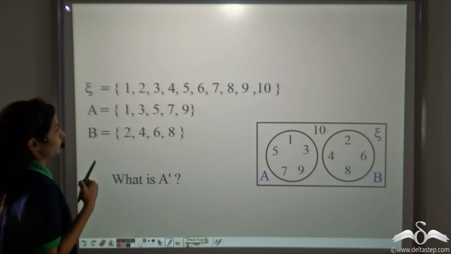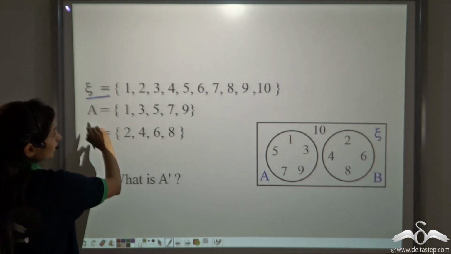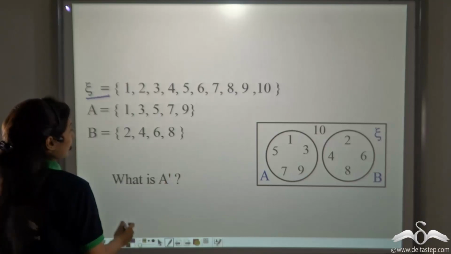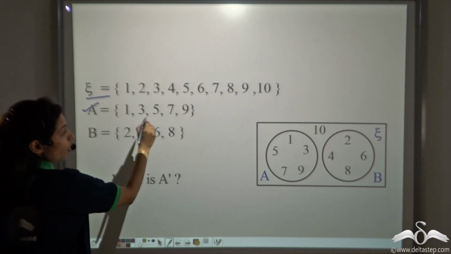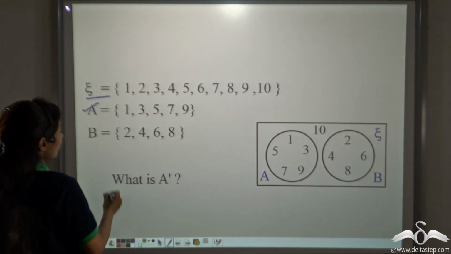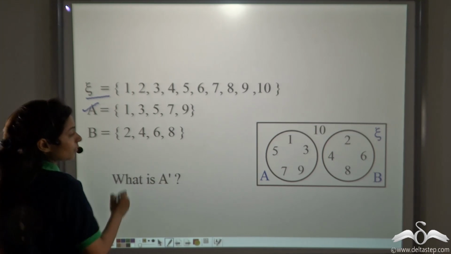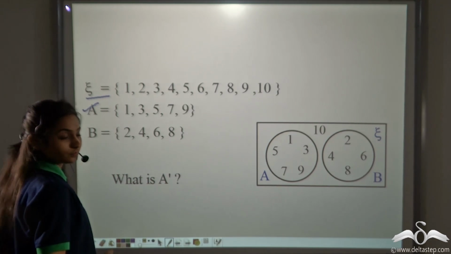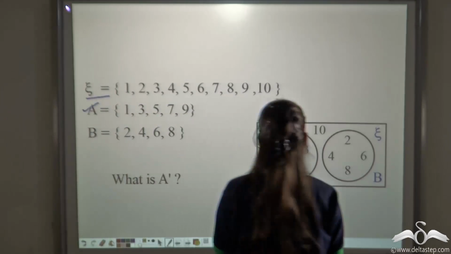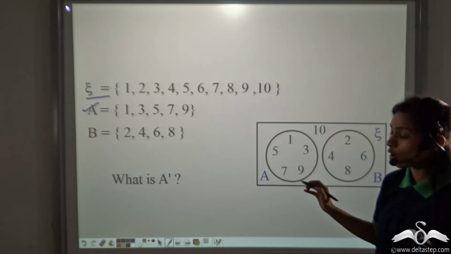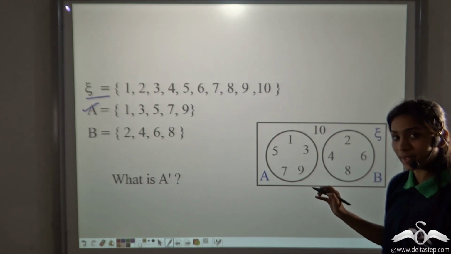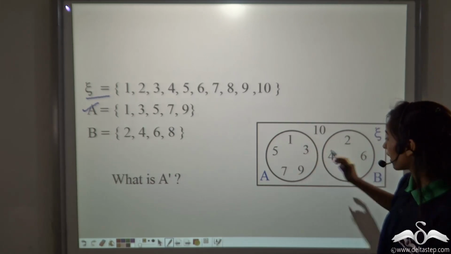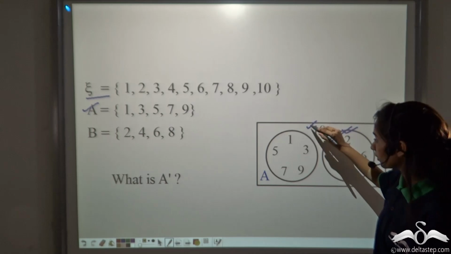Now take this example. Here the universal set is the natural numbers less than 11, that is 1 to 10. Here A is the odd numbers between 1 to 10 and B is the even numbers between 1 to 10. So what is A complement here? First let's find out the answer from the Venn diagram. A complement means the set of elements which is not there in A. So we do not have to look at A. Where will we look at? The set B and the outer part.